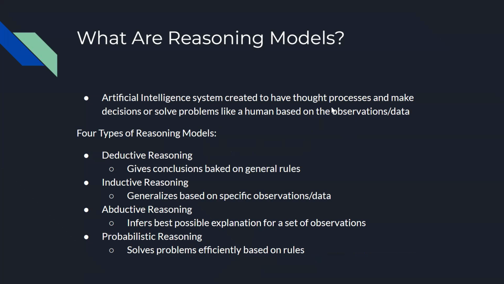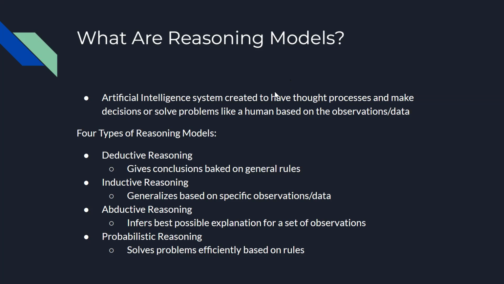What are reasoning models? If you haven't heard of it, it's an artificial intelligence system that is created to have human thought processes and make decisions or solve problems like a human, based on the observations or data that is given. So the model is very similar to a human when thinking or responding to a certain problem. It could either be easy or complex.